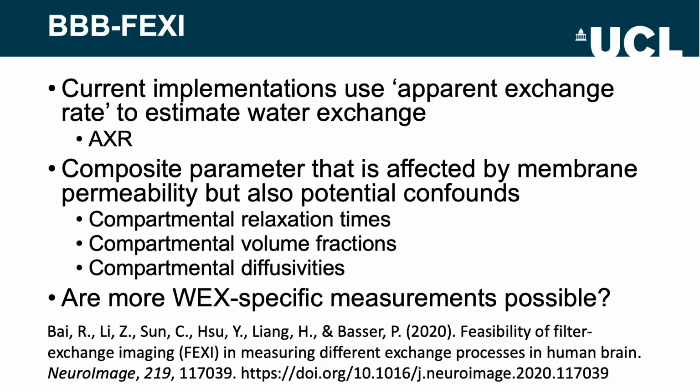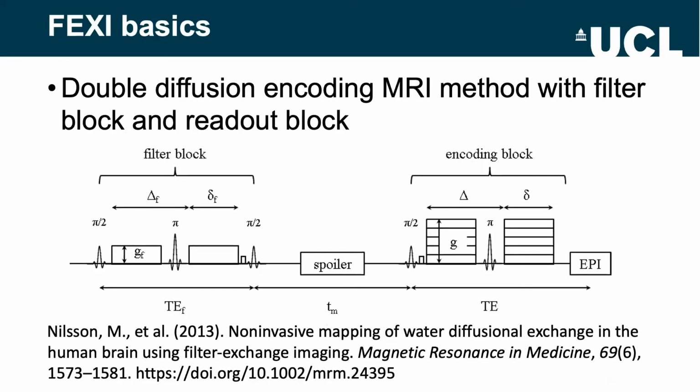It is actually in practice a composite parameter that includes contributions from the relaxation times in different compartments, the volume fractions of different compartments, so the volume fraction of the blood pool, for example, in this case, and also the diffusivities of those compartments. So the work that we've been pursuing recently is designed to answer the question, is it possible to be more specific with water exchange measurements when using this FEXI approach and avoid some of those confounds?